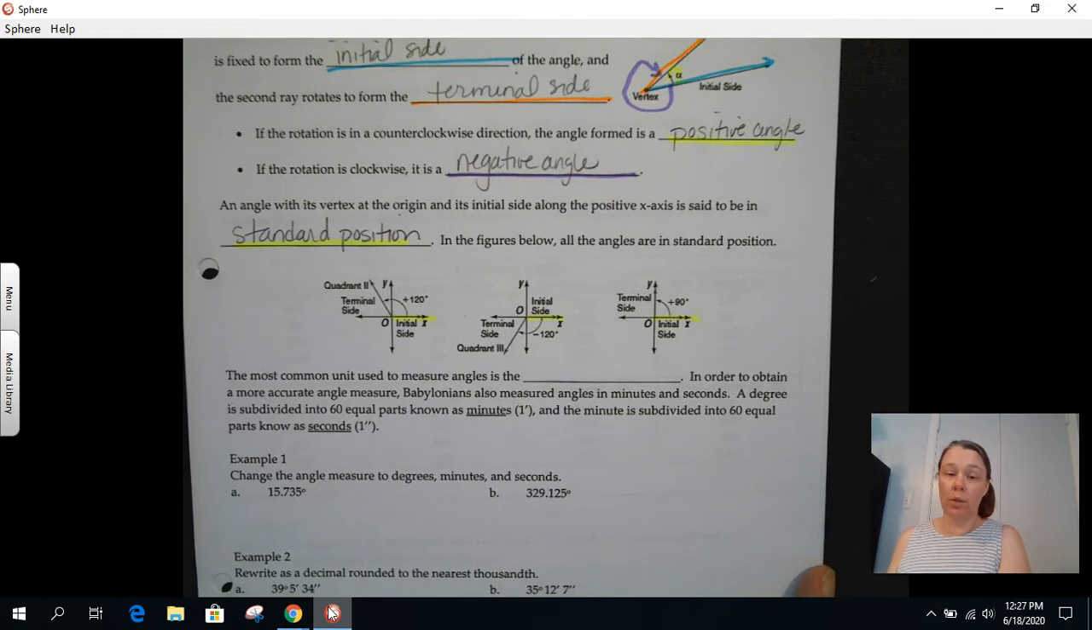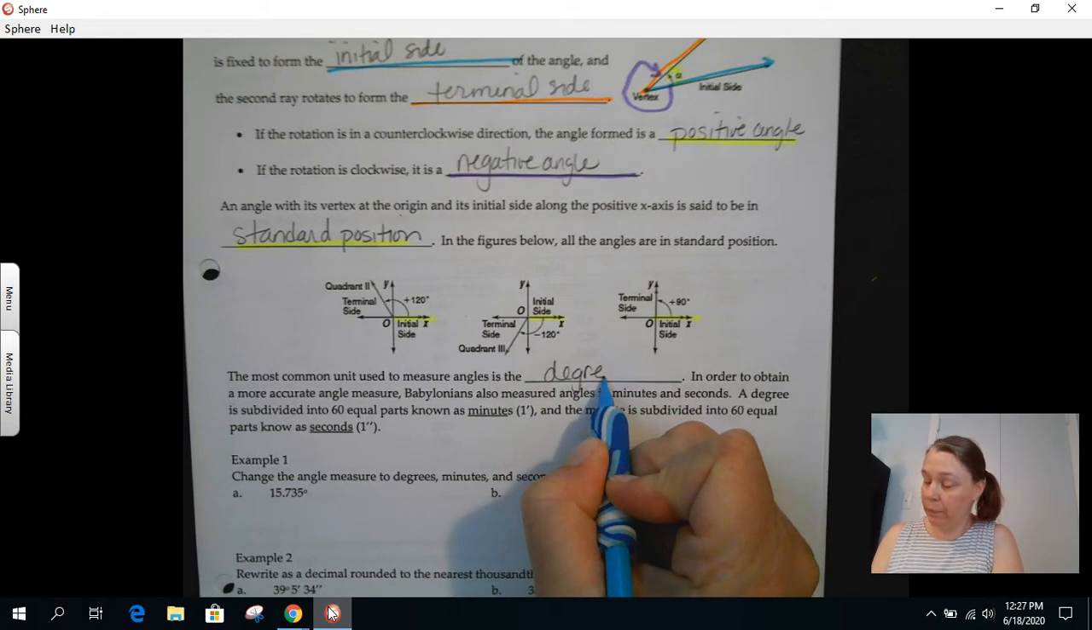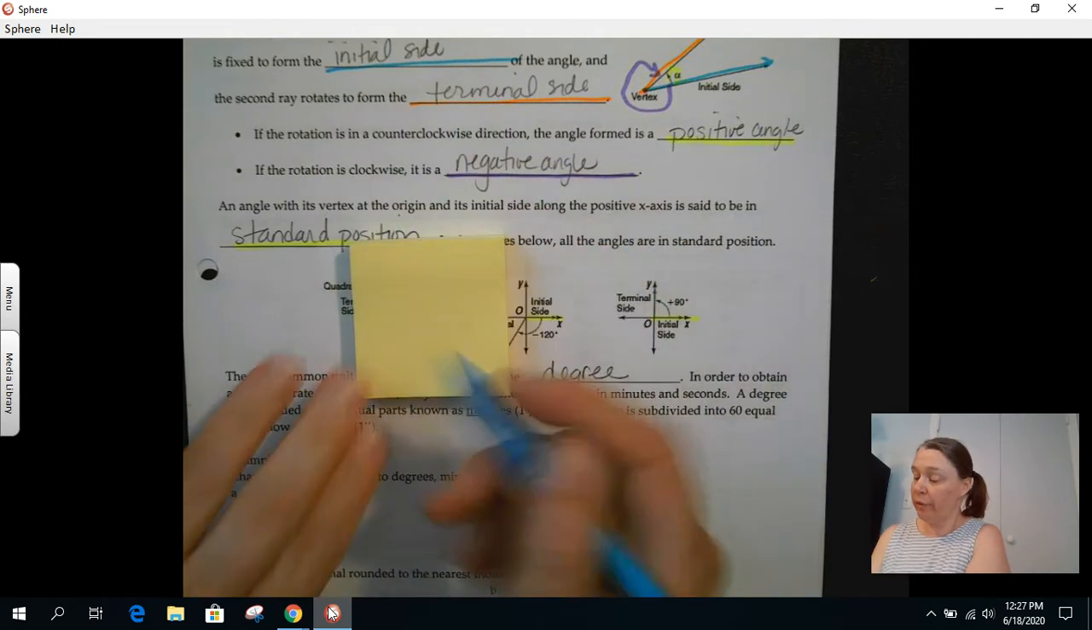All right, and then we also know from back in geometry in middle school and so on, the most common unit used to measure angles is called the degree. And we're going to talk a little bit more about that right now. So I know that we can measure our angles with a degree, but what if it's not an exact whole number? So in order to obtain a more accurate angle measure, Babylonians also broke their angles into minutes and seconds.